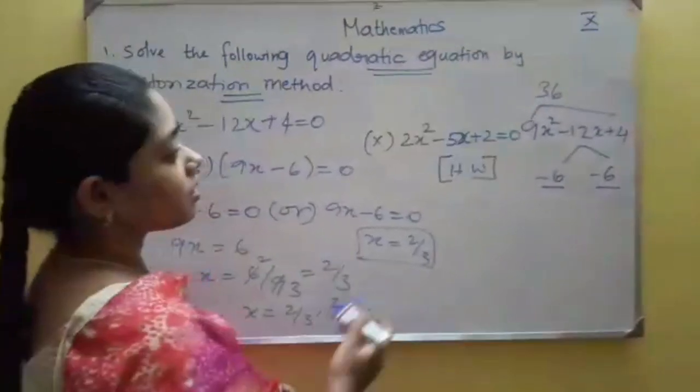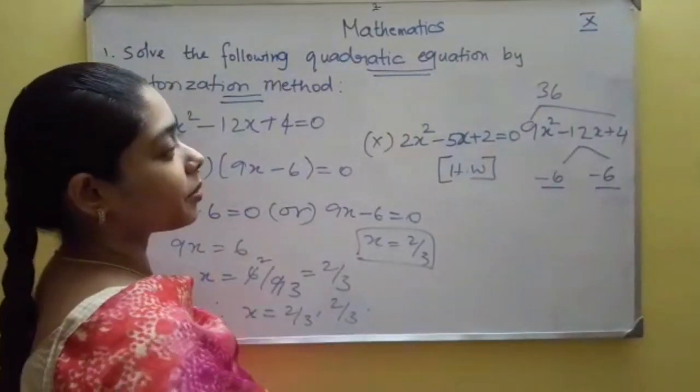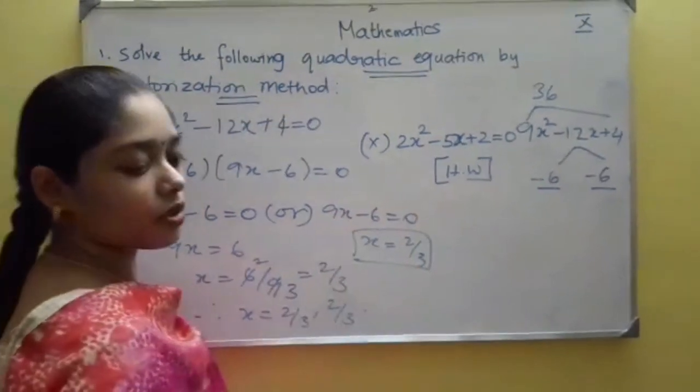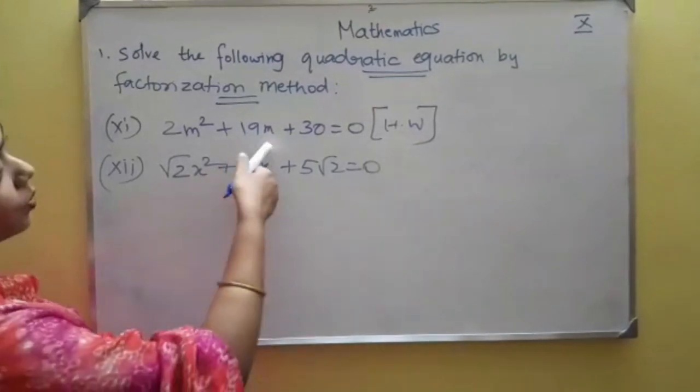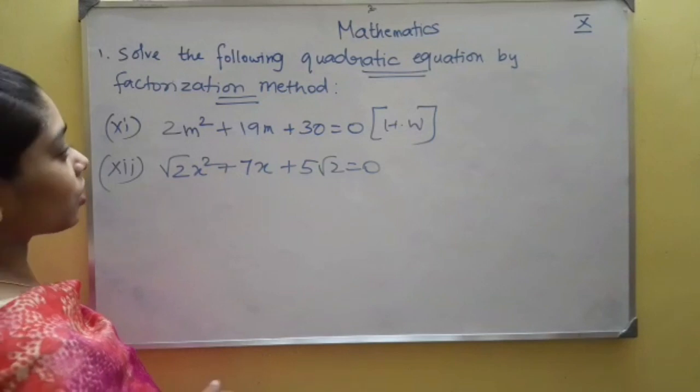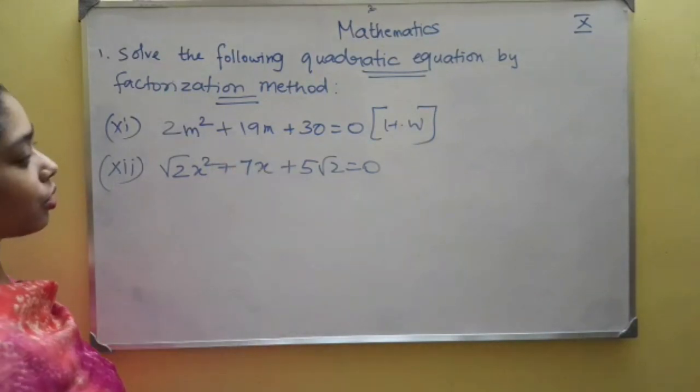Okay. This 10th problem is homework. The question is 2x square minus 5x plus 2 equal to 0. Just do normal factorization and find the solution. Take this problem as homework. Only the simple factorization method is what you are going to use for this quadratic equation. You will get two solutions for this.